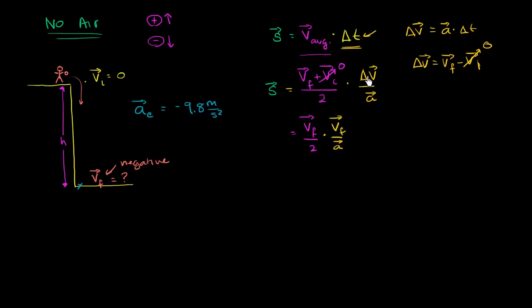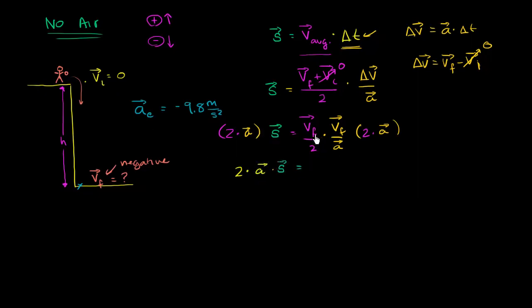Final velocity, same thing as change in velocity, because initial velocity was 0. And all of this is going to be our displacement. And now it looks like we have everything written in things we know. So if we multiply both sides of this equation by 2 times our acceleration, on the left-hand side we get 2 times our acceleration times our displacement.